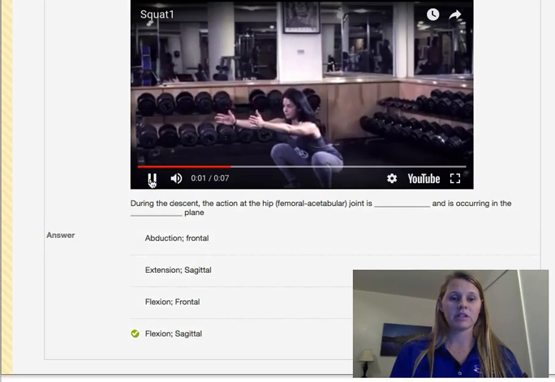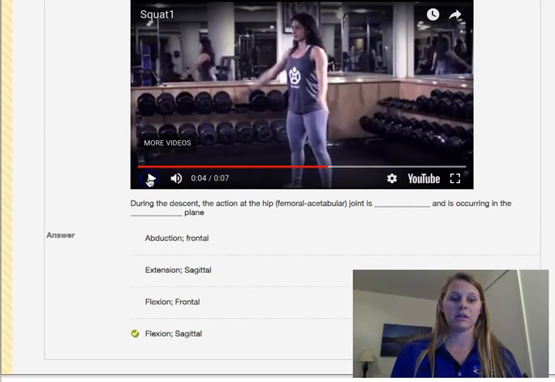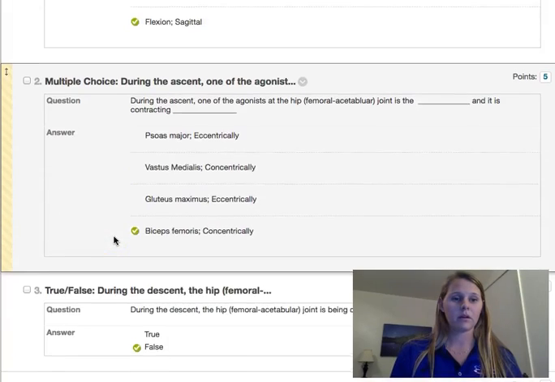The descent, as she's coming down, she's flexing at the hip. So the action occurring at the joint is flexion. And flexion and extension, as we know, occur in the sagittal plane, so it can't be occurring in the frontal plane. So both of these are not an option. It has to be extension or flexion. She's clearly flexing at the hip joint, and as she ascends, she's extending. Okay? Moving on to question 2.